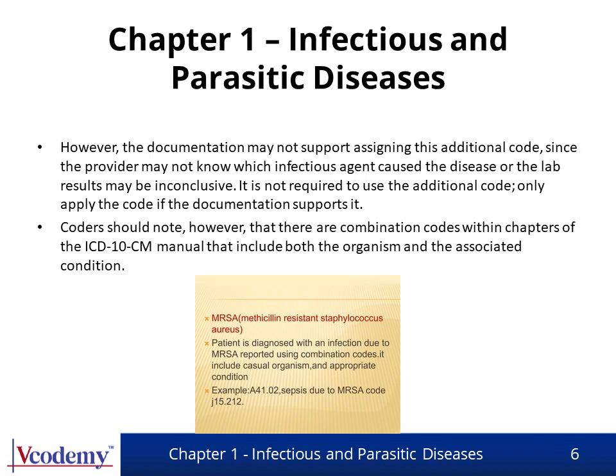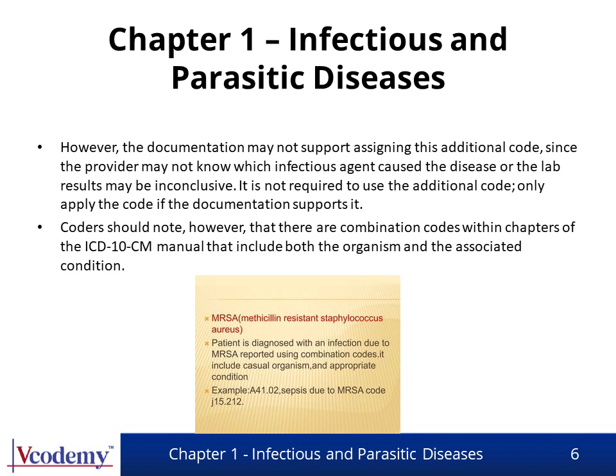Okay. And coders should note, however, that there are combination codes within the chapters of the ICD-10-CM manual that include both the organism and the associated condition. So this is another scenario for you. For UTI, you have to pick the infectious agent code, so you have two codes, multiple coding. But sometimes to make your work as a coder easier, ICD-10 has combination codes available where the disease condition plus the infectious agent is present in one single code. They are called combination codes.